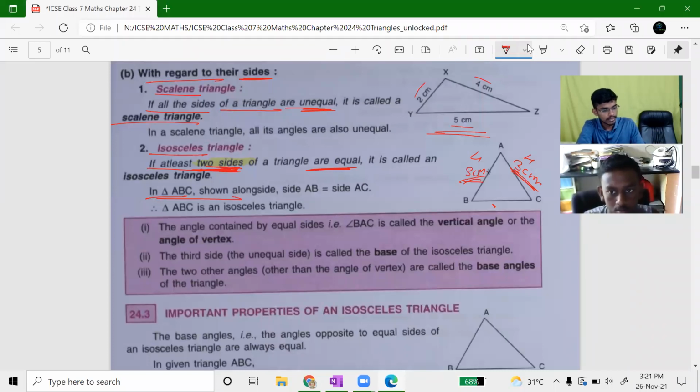Now, we were discussing the isosceles triangle. In an isosceles triangle, at least two sides should be equal. If this is 3 centimeter, then this should also be 3 centimeter. And if this is 4 centimeter, then this will also be 4 centimeter. Understood? Yes, sir.